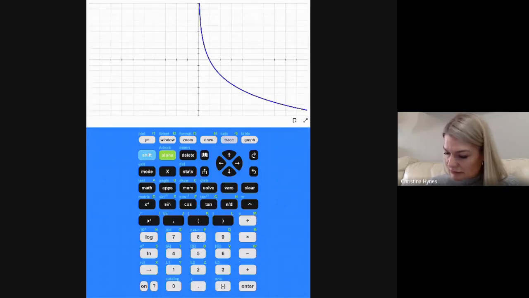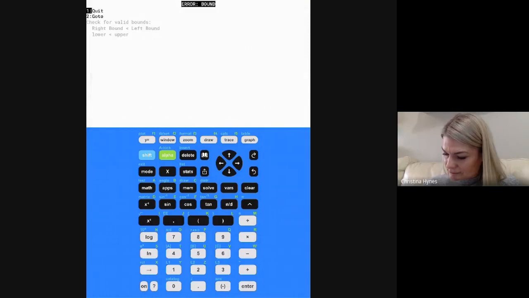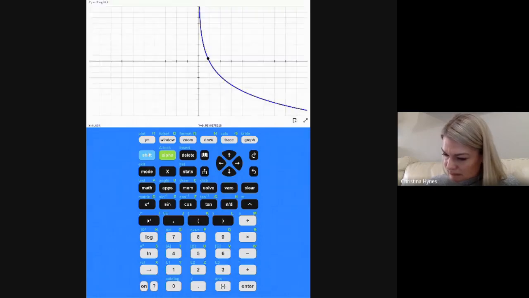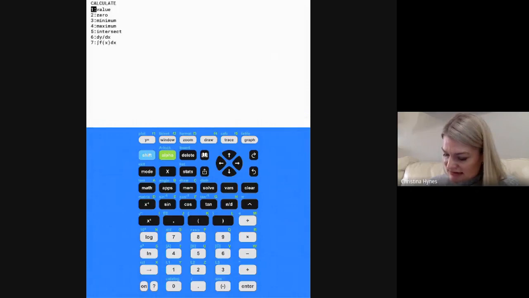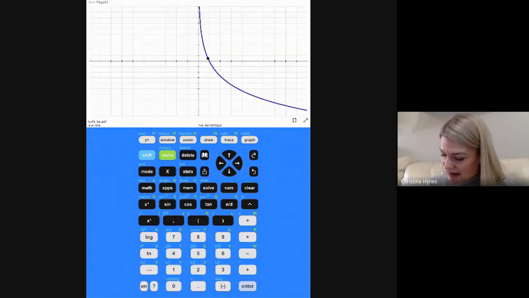Okay, so second trace 2, left side enter. No, it's not working. Okay, let's try that again. Second trace number 2, left bound enter, right bound enter, and enter again. So you guys are pressing enter again, but I don't have to. It says that the x-intercept is 1. For all of these, you should actually see that the x-intercept is 1.